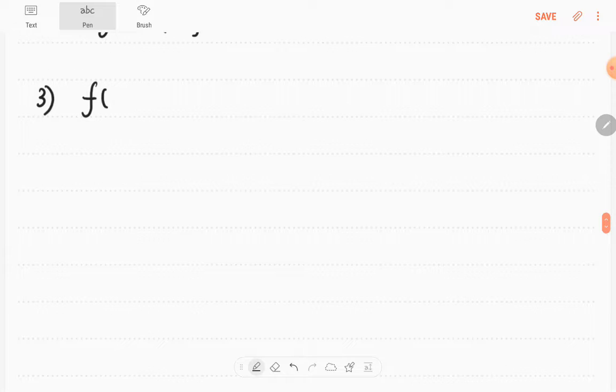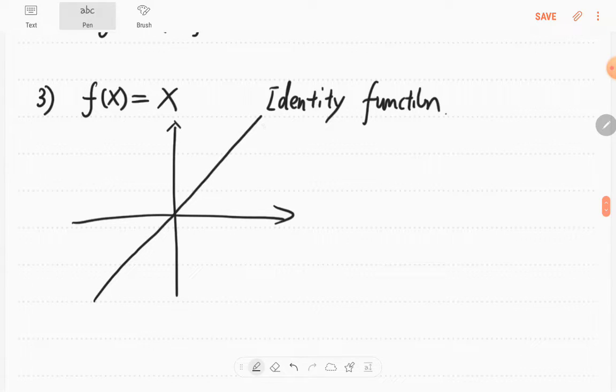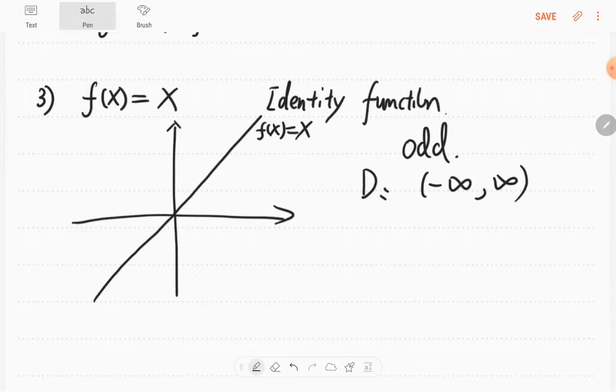Next is the identity function, which is a special linear function. f of x equals x, or y equals x. This function is symmetrical with respect to the origin, so it is an odd function. The domain is from negative infinity to infinity, and the range is also from negative infinity to infinity.